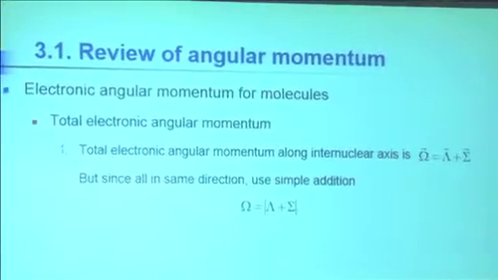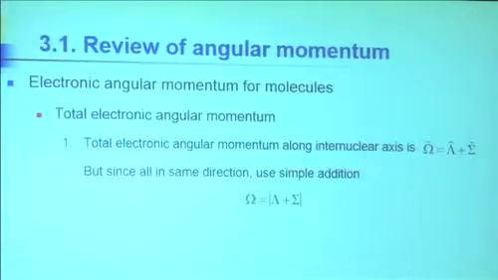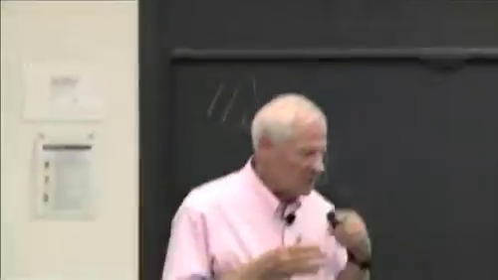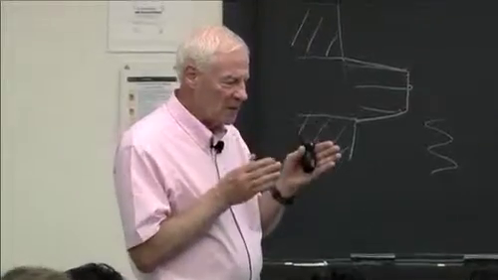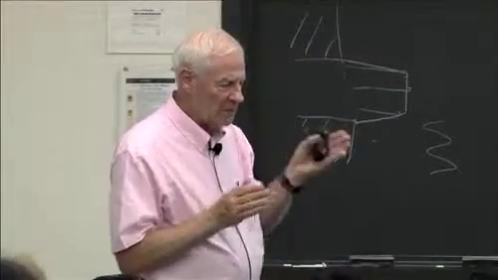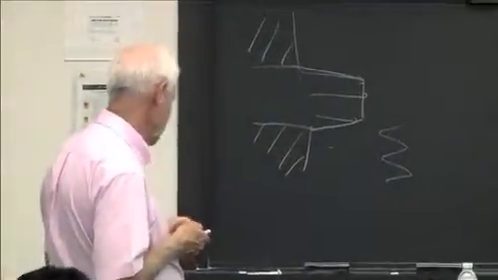Remember that omega is the combination along the internuclear axis of the two contributions. So what have we done with electrons? We've recognized that they have spin angular momentum and orbital angular momentum, and we've got to pay attention to both of them. They combine in certain ways, so we're adding that to the angular momentum of the nuclei.